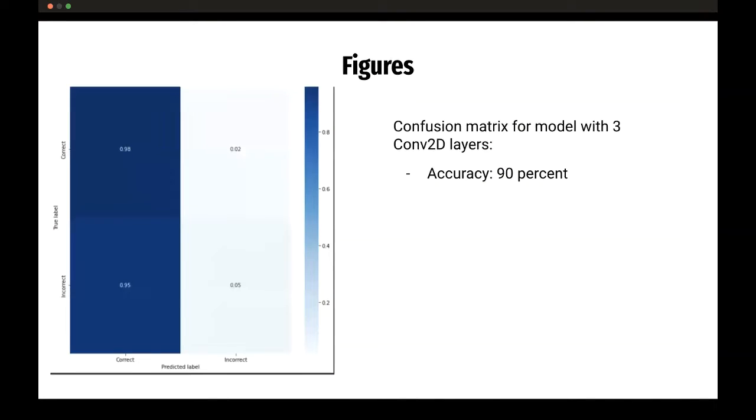And here is one of our figures. That's just a confusion matrix for the model with 3 convolutional layers. And it just shows the model's predictions of when it was accurate and inaccurate.